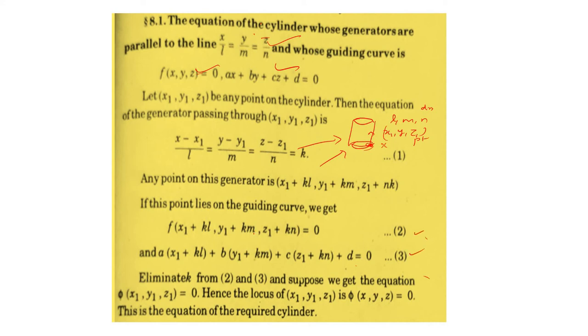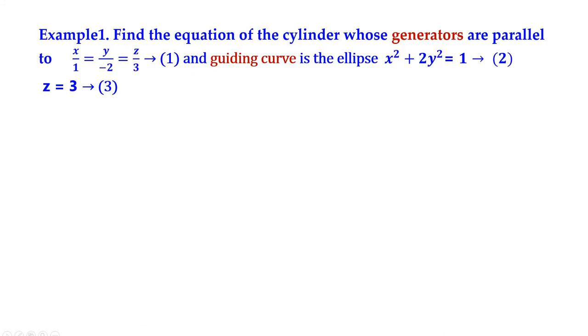So we have to eliminate k between these two. From equation 3 we can get k, and substituting that value of k here, we will have a relation involving x1, y1, z1. Name it phi of x1, y1, z1 equal to 0. Then the locus of that gives phi of x, y, z equal to 0, and that will be the equation of the required cylinder. Now we will have an example for this.